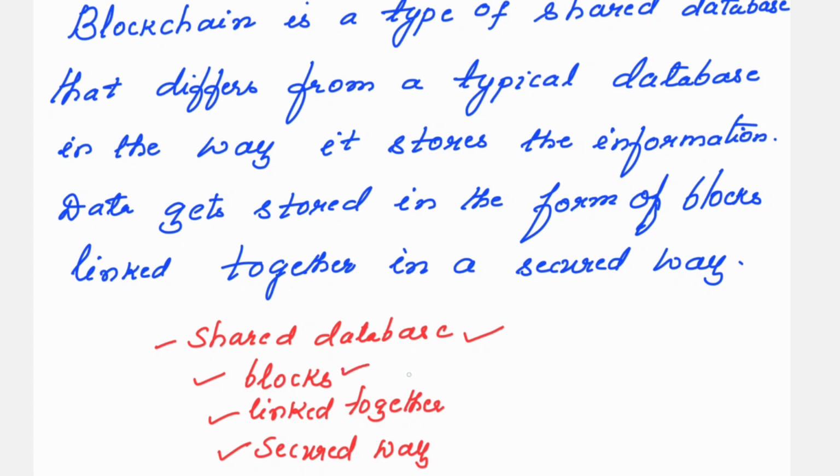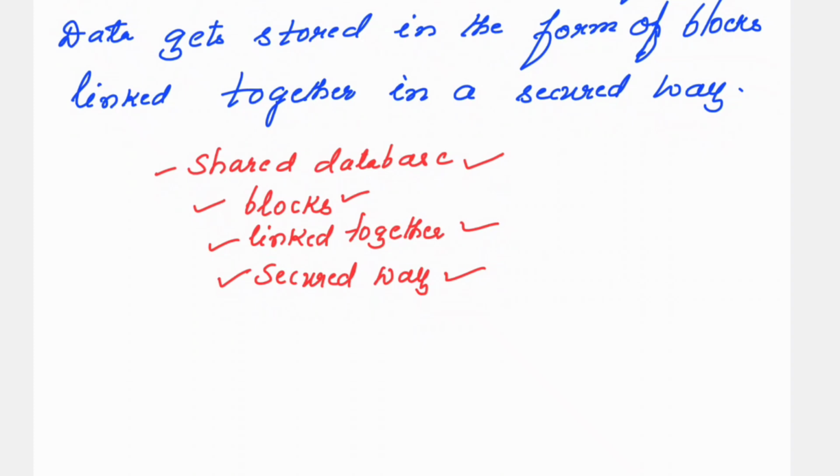And what do you mean by blocks? Why are we saying that blocks are linked together, and how is this blockchain storing the information in a secured way? So first, to explain all these things, let me tell you in very simple words, blockchain is a mechanism to store information. So in the simplest way, you can remember it like this: blockchain is a mechanism to store information.